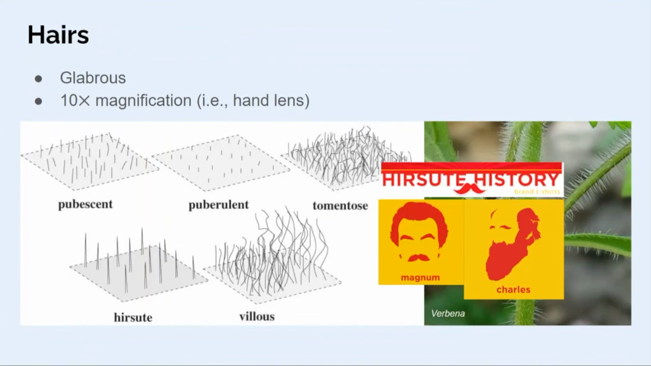From a long time ago, you can buy T-shirts from a website called Hirsute History. Hirsute is one of these words for being hairy. They take famous people and boil them down to their distinctive hairstyles, be it head hair, beard hair, whatever you got.